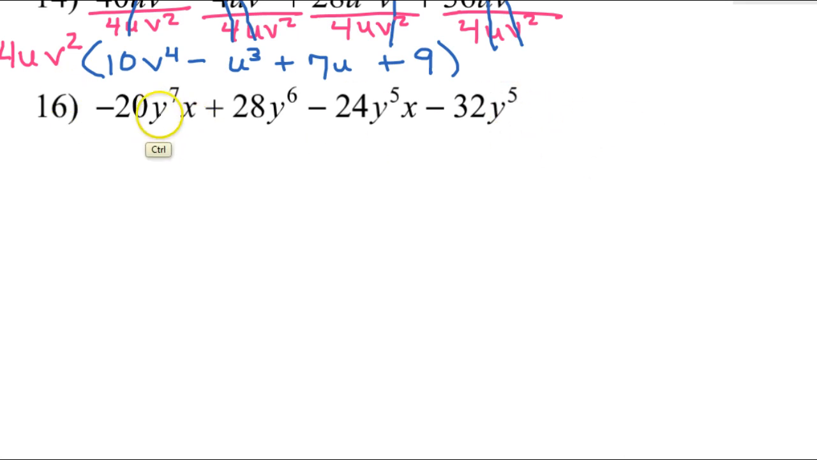Now, what's the smallest amount of y's? I see 7, 6, 5, 5. 5 is the smallest amount. That's why y to the 5th power will be in the GCF, the greatest common factor. Now, let's look at the numerical part. 20, 28, 24, 32. I'm looking for the biggest number that divides evenly into all of these. So let's focus on the smallest number, 20.